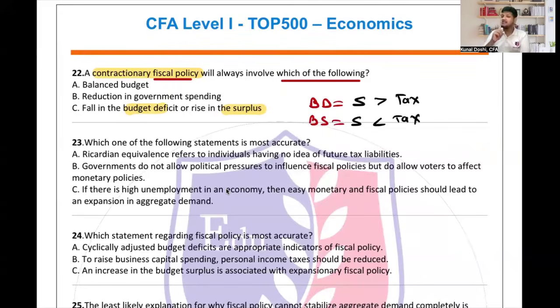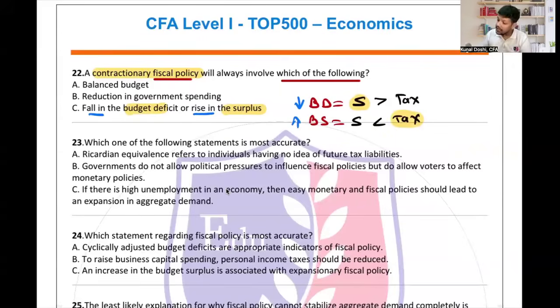Okay, now see, very, very interesting thing. Fall in budget deficit means when will the deficit go down? When the spending is going to be less, isn't it? If the spending is less, the deficit will go down. Or rise in surplus. Surplus will increase when the tax increases.